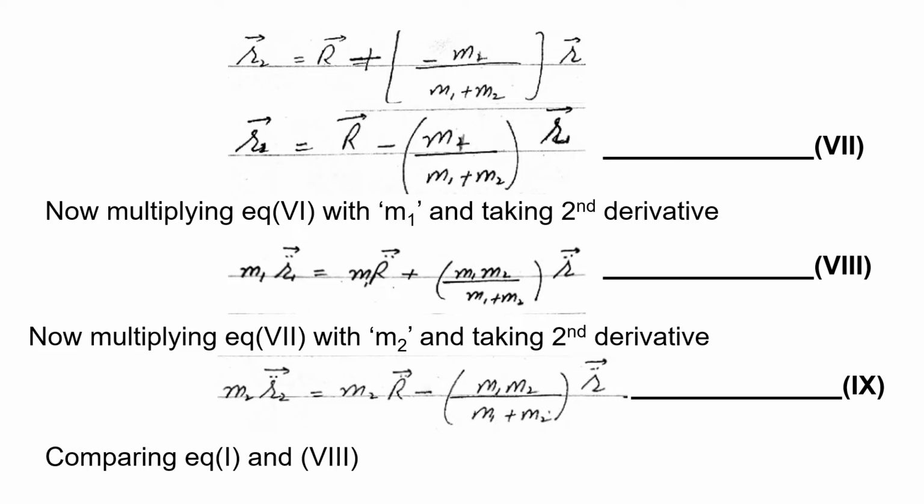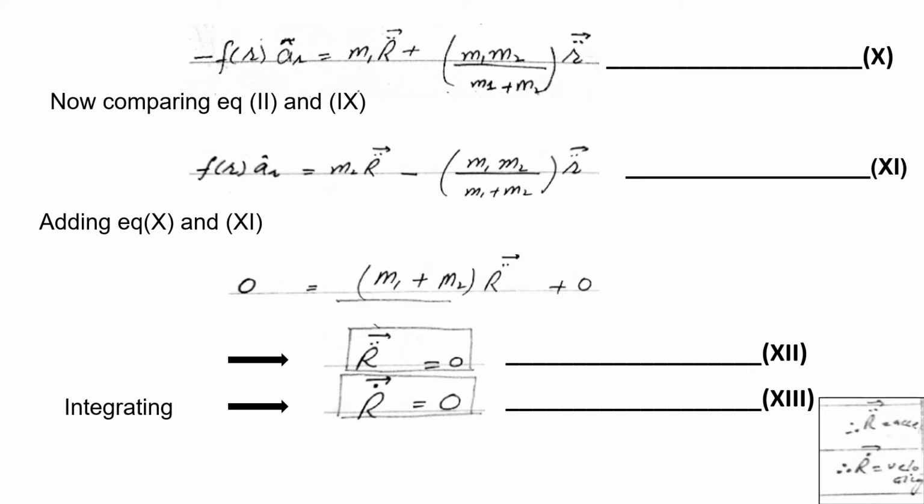Now comparing equations 1 and 8, we get -f(r) a_r = m1 R double dot + m1 m2/(m1 + m2) r double dot, and that is equation number 10. Now comparing equation 1 and equation 11, f(r) a_r unit vector = m2 R double dot - m1 m2/(m1 + m2) r double dot. Adding these two equations, we get 0 = (m1 + m2) R double dot + 0, as plus and minus terms are cancelled. So we are left with the equation R double dot = 0, that is the acceleration.